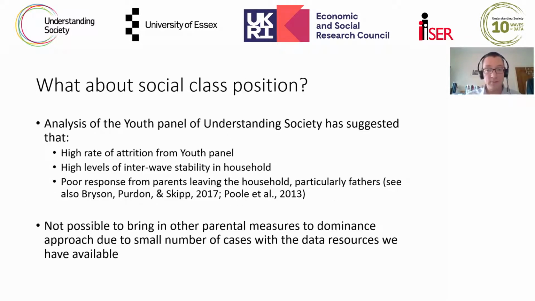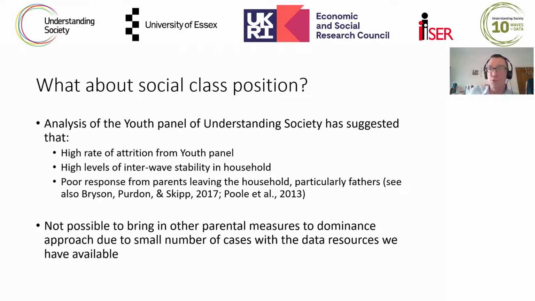So in conclusion to this main part, what I'd really suggest is that there's a few things that we've observed from this work. The first is the high level of attrition from the youth panel that we didn't see so much in the British Household Panel study. This was something that one of my co-authors had previously looked at. There's high levels of interwave stability. There's poor response from parents leaving the household, particularly fathers. And I know that that's something that one of our speakers, Caroline, has looked at in some of her previous research. What does this lead us to conclude in relation to the position of how we establish social class?